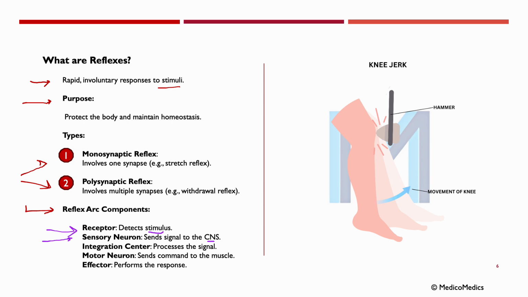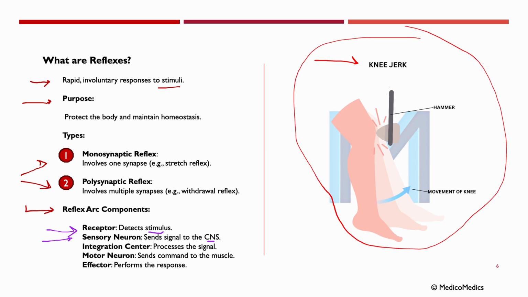So, for example, as we mentioned and illustrated here, the knee-jerk reflex, also called the patellar reflex, is a classic example of a monosynaptic reflex. Why? Well, it involves only one synapse between the sensory neuron and the motor neuron, and there are no interneurons involved.